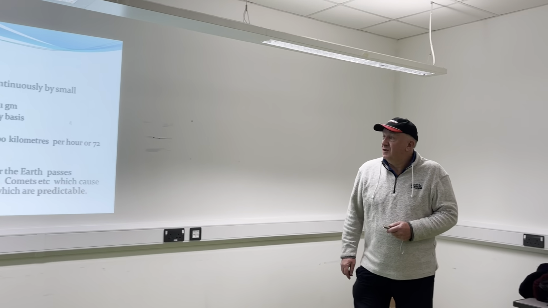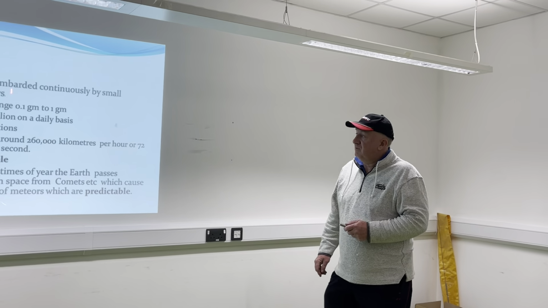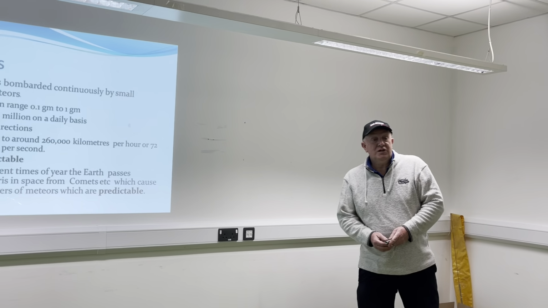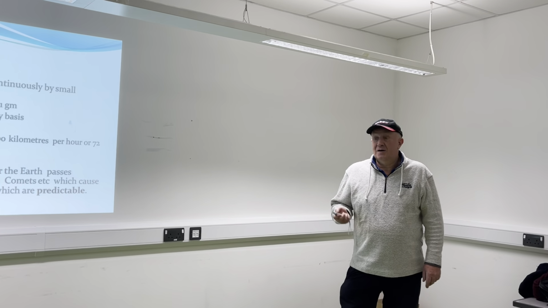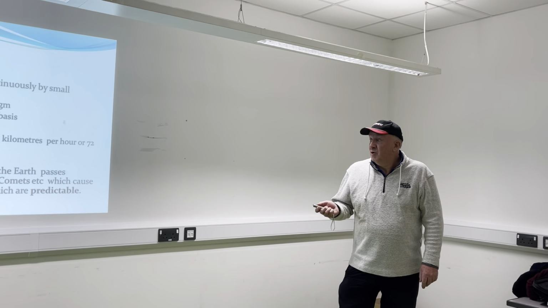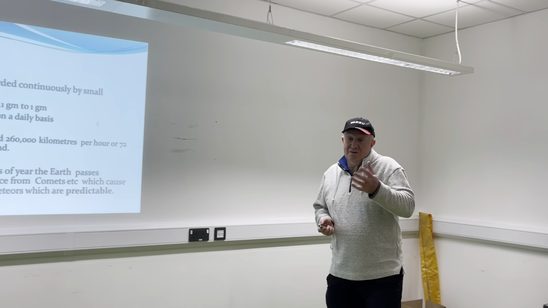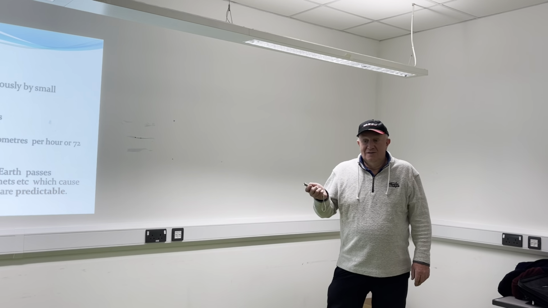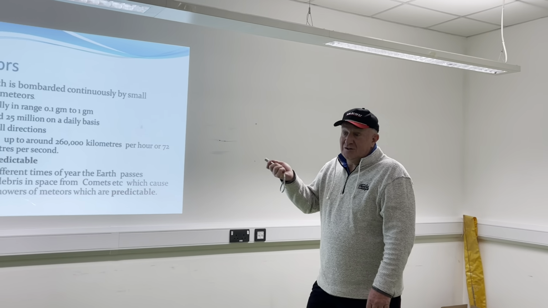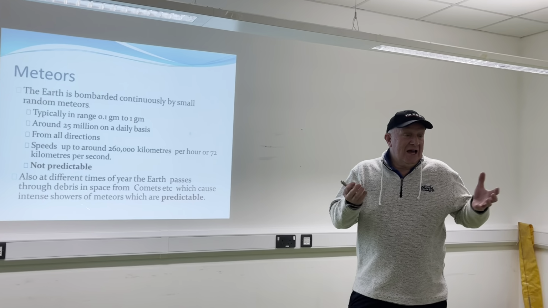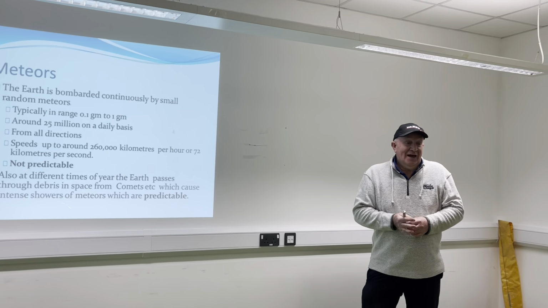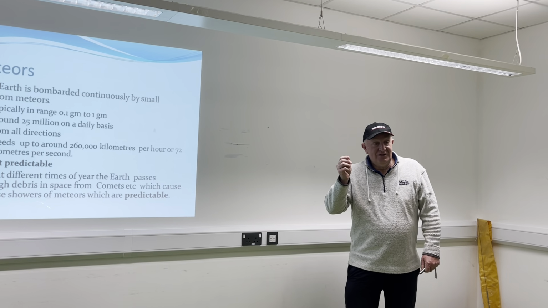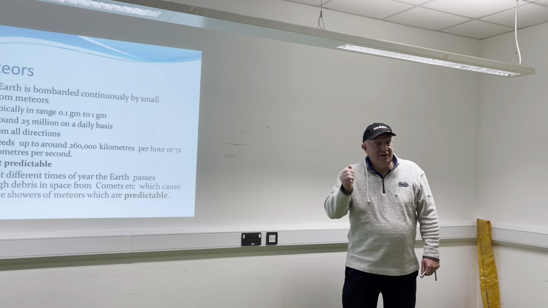If you look at what happens with meteors, and I should have probably put meteorites up there as well, the Earth is continually bombarded by these all the time. They are normally in the range 0.1 of a gram to 1 gram. That's smaller than a grain of sand. It's about 25 million on a daily basis. If you want to get some meteorites, when you're cleaning your guttering out, you know that black gunge you get? Take that and run a magnet through it. And if you feel on the magnet, you'll feel a very little bit of grainy stuff that sticks to the magnet. That's the meteorites.